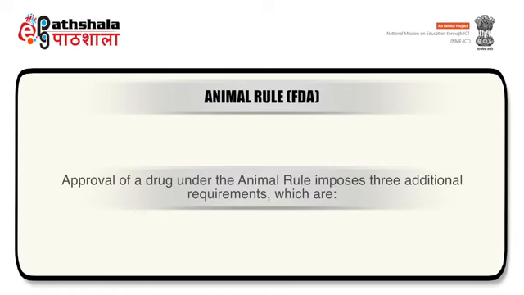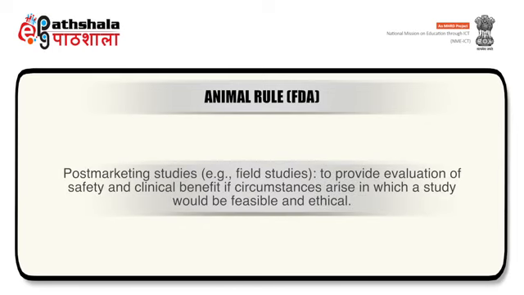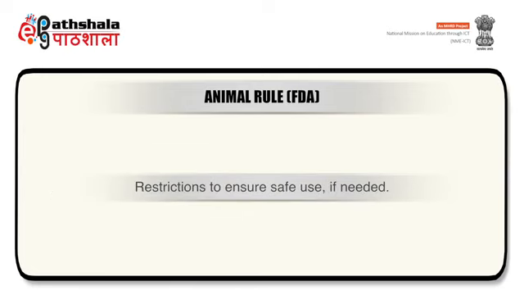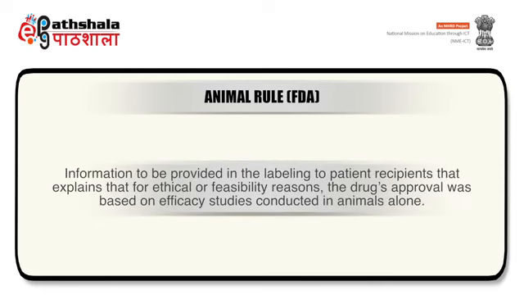Approval of a drug under the Animal Rule imposes three additional requirements. First, post-marketing studies, which need to provide evaluation of safety and clinical benefit if circumstances arise in which a study would be feasible and ethical. A plan or approach to conduct such a study must be included with the new drug application or biologic license application. The second is restriction to ensure safe use, if needed. The third is information to be provided in the labeling to patient recipients that explains that, for ethical or feasibility reasons, the drug approval was based on efficacy studies conducted in animals alone.